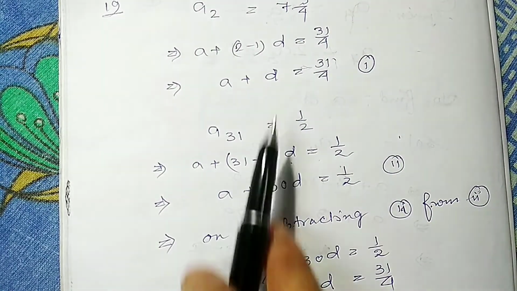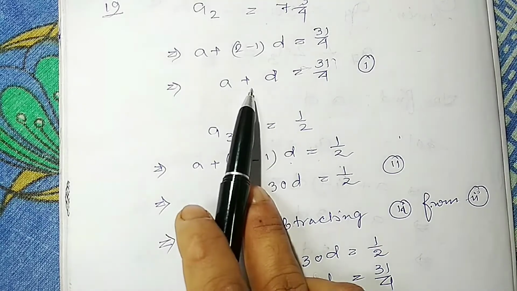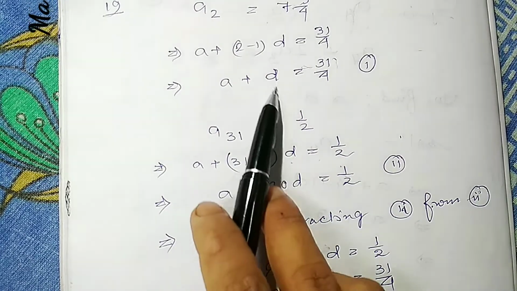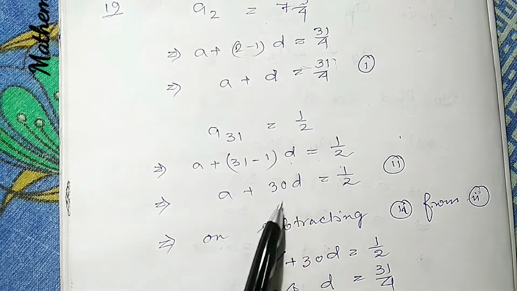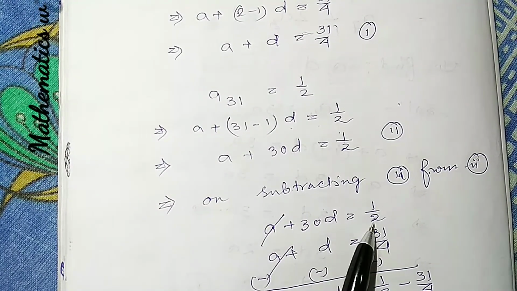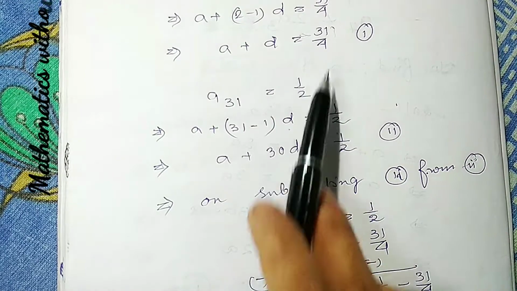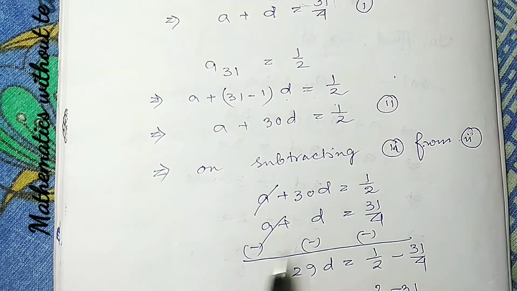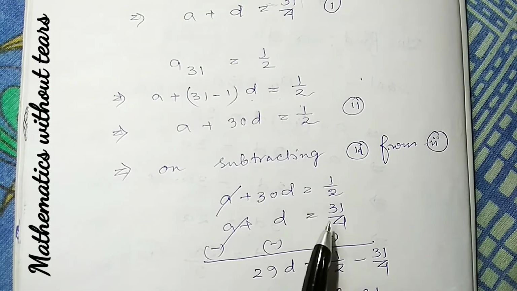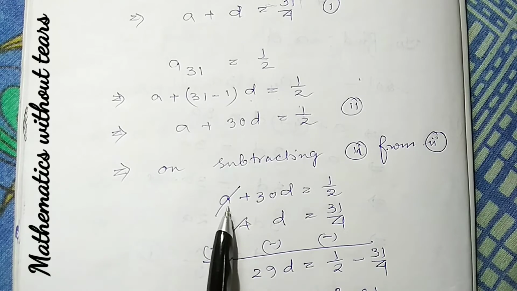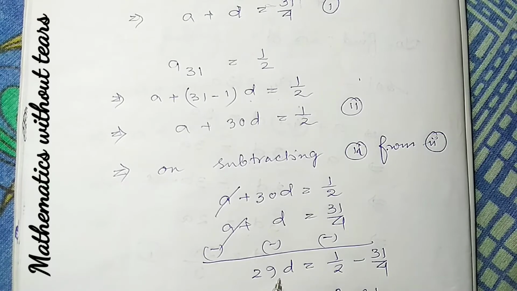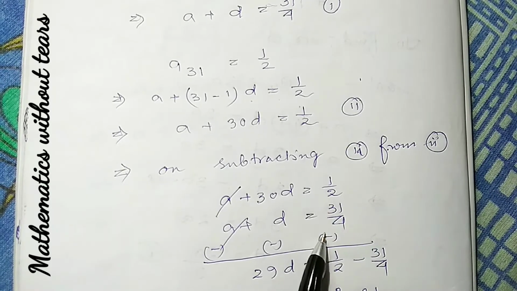Once we got two equations, now we are going to subtract 1 from 2. You can subtract 2 from 1 also, but since it is 30d and d, it is better to subtract 1 from 2. So we have a plus 30d equals half, and a plus d is 31 by 4. Change the sign because we are subtracting. This plus will become minus, this plus will become minus. A minus a cancels. 30d minus d means it will be 29d, and here half minus 31 by 4.